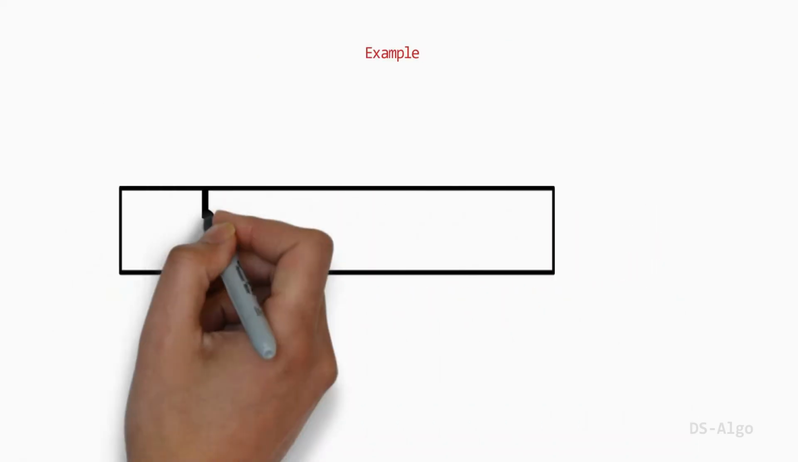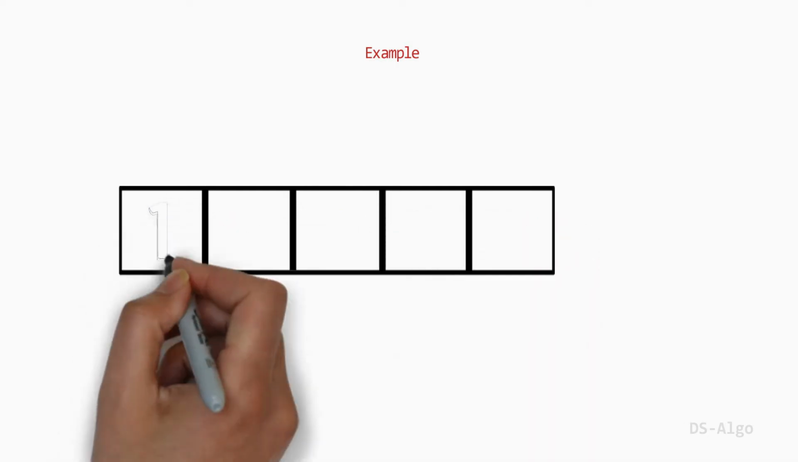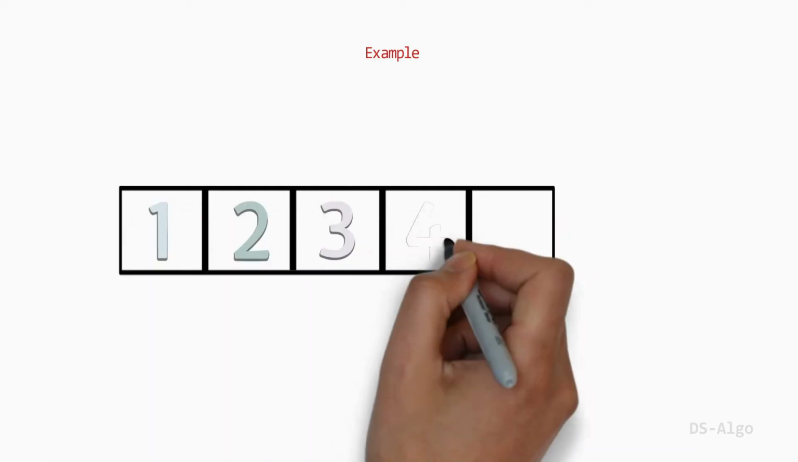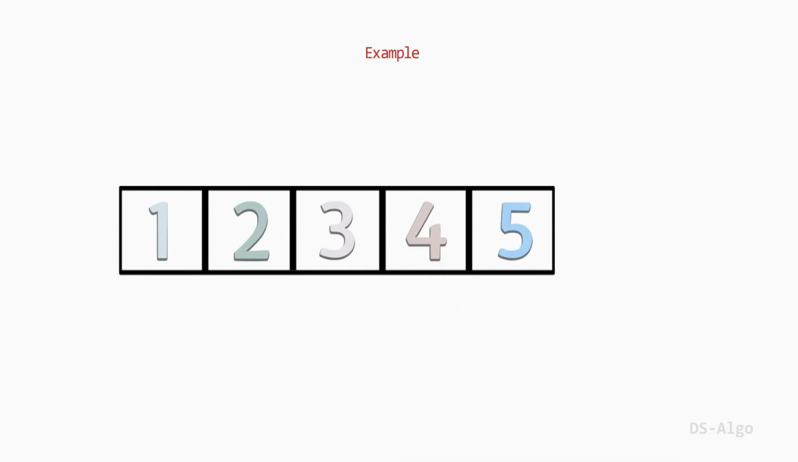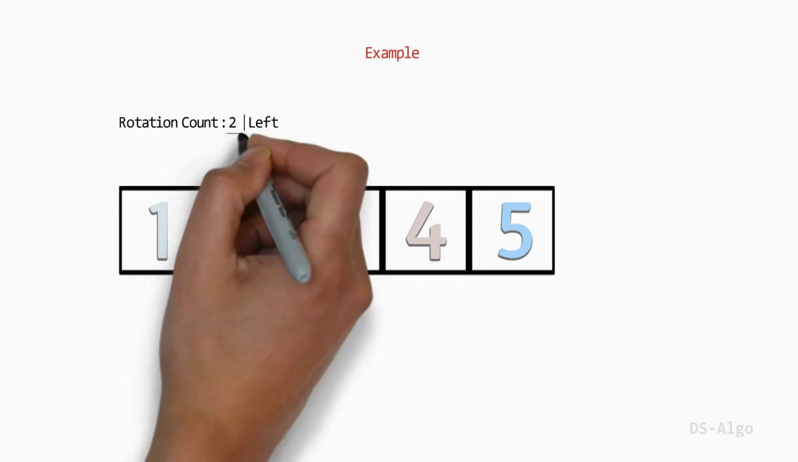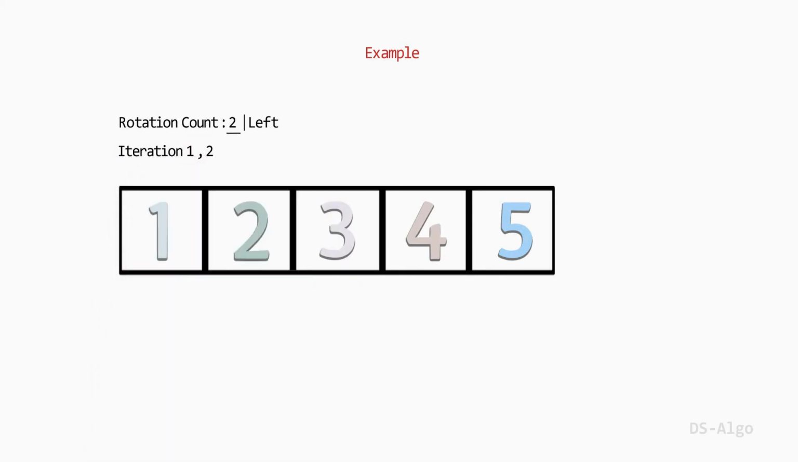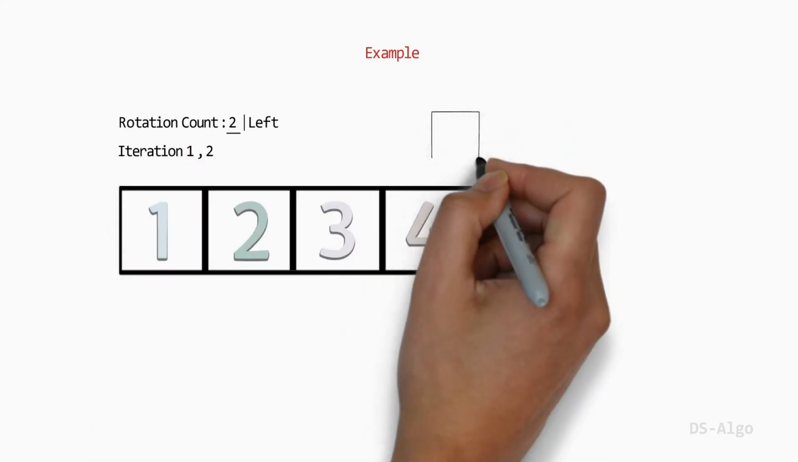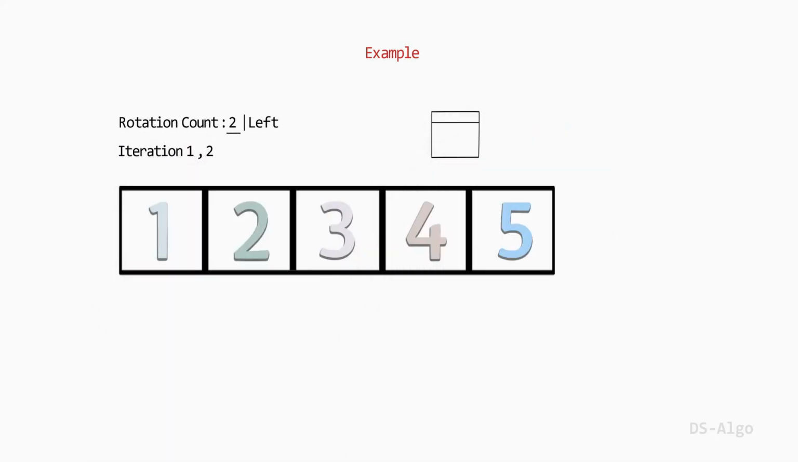Example: let an array is 1, 2, 3, 4, 5, and we have to rotate this array by 2 positions towards the left direction. Therefore, we will iterate the array for 2 times, that is 1 and 2, and rotate the array using temporary variables, that is temp. Let's begin with the first iteration. Initialize the temp variable with the first element of the array, that is 1. Now start iterating the array for the iteration count 1.